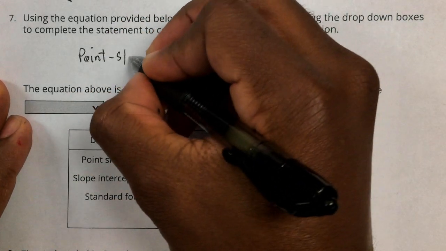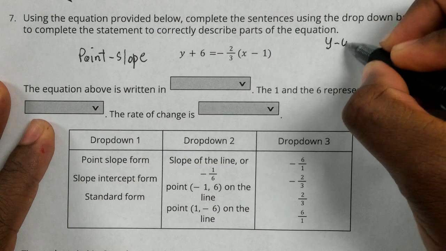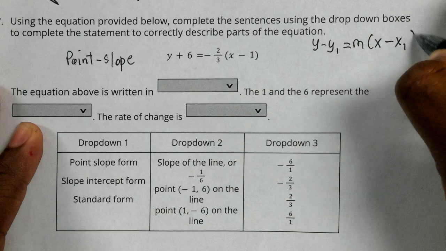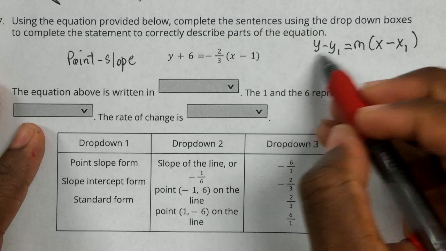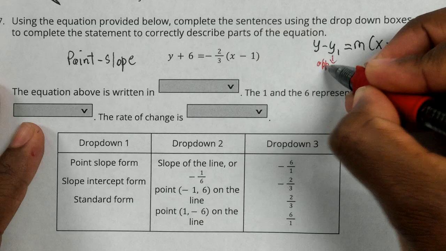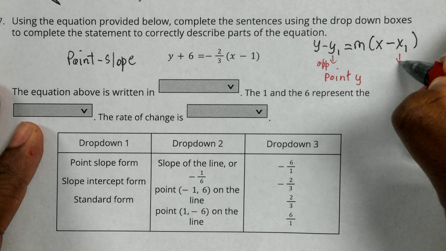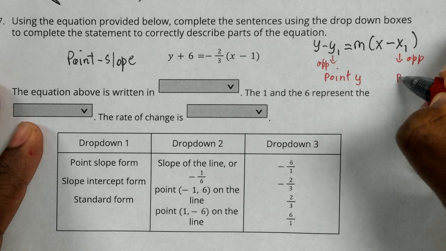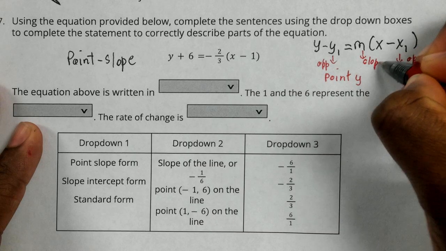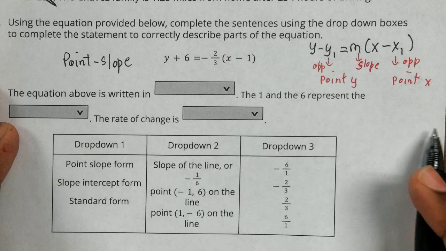So again, it looks like point slope, where we know that point slope is just y minus y1 equals m parentheses x minus x1, where we can evaluate the points and the slope. So the points will be the opposite. This will give you your point for y. Do the opposite, this will give you the point for x. And this is always your slope. Okay? So all I gotta do, guys, is identify my point and my slope.